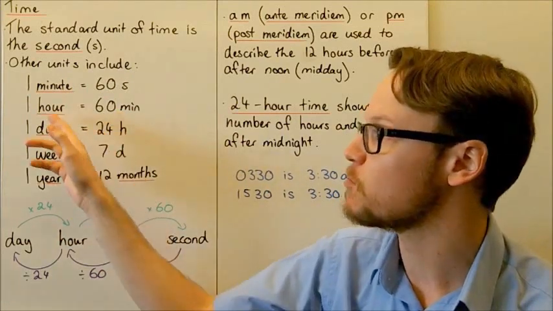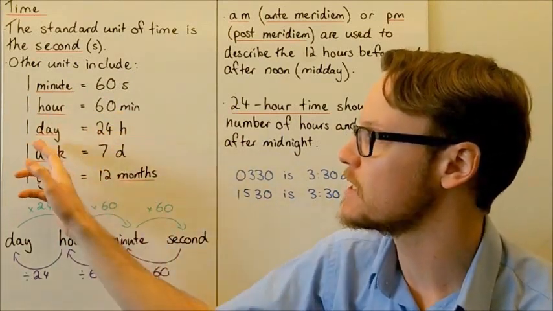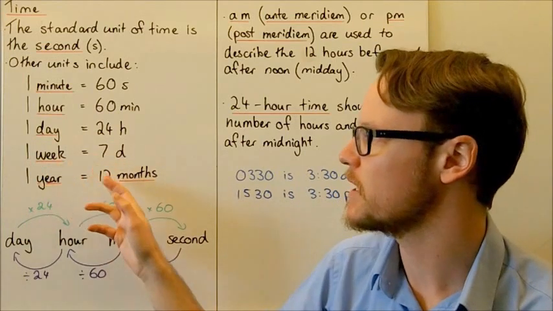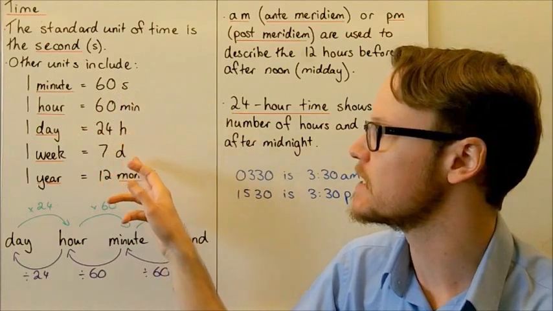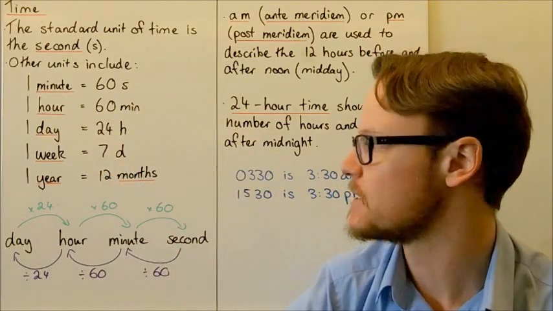There are 60 minutes in 1 hour. There are 24 hours in a day. There are 7 days in 1 week, and there are 12 months in 1 year. And we can use these kind of shorthands here to denote seconds, minutes, hours and days.